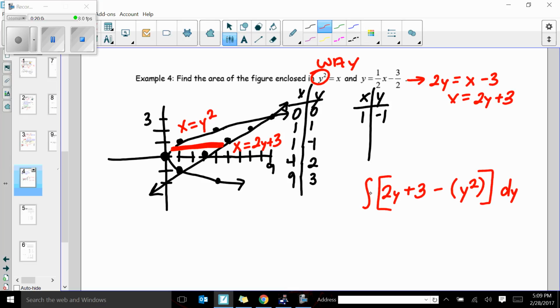The last thing I already told you at the beginning of the lesson, this is where students get mixed up. These have to be y values. So look at your intersection points and find those y values. This one's going to be -1. This one up here is going to be 3.